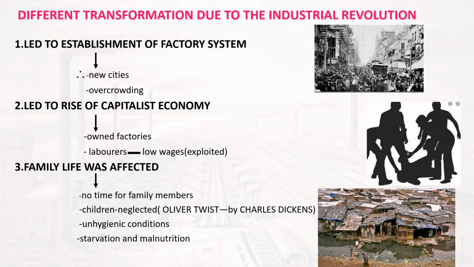We go to third transformation. Family life was affected. There was no time for family members to talk to each other. The mother was working, father was working, children were working. The children were neglected. This is very well brought out by Charles Dickens in his novel Oliver Twist, how the children were neglected.